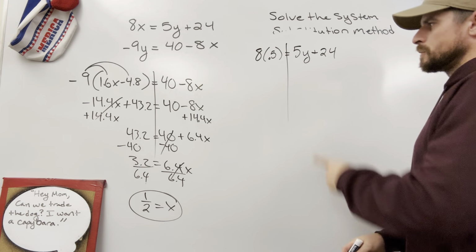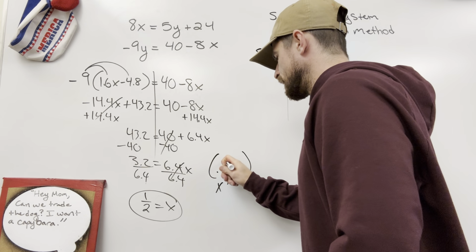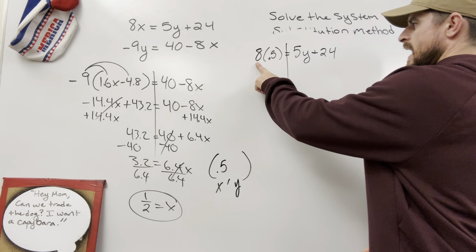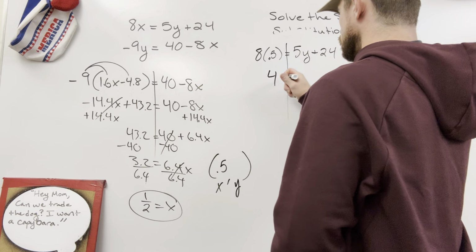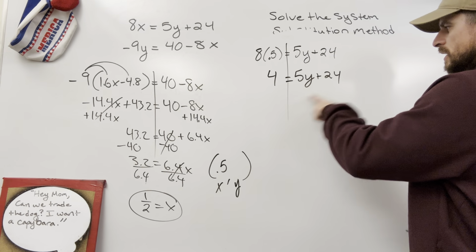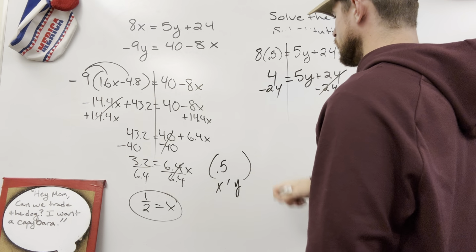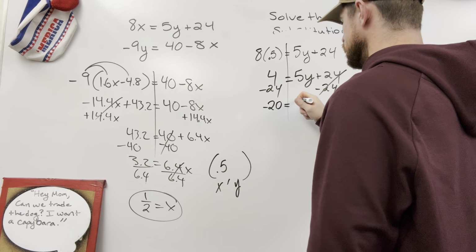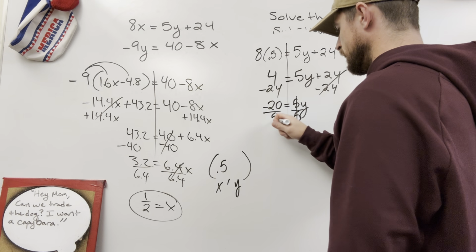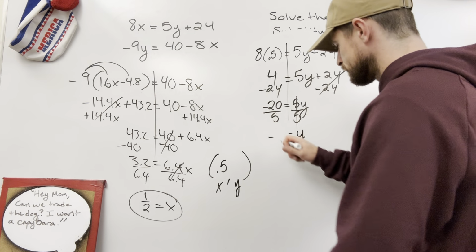Again, now I have an equation with just a y in it. We already know my x is 0.5. Now we're about to find the y. Half of 8 is 4. 5y plus 24. Two-step equation. Take away 24. Take away 24. That's going to give you negative 20 is equal to 5y. We're going to divide by the 5. Divide by the 5. Y equals negative 4.